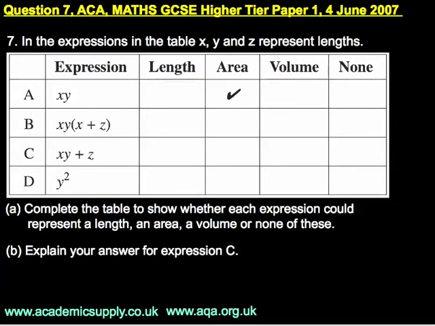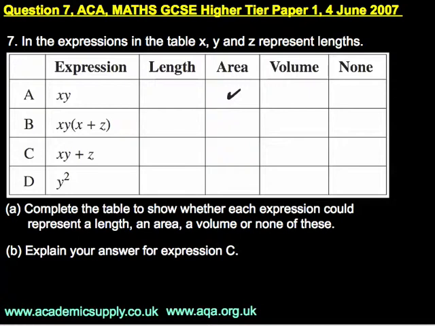We're looking at AQA Maths GCSE, question 7. Visit the websites for more details. We're looking at this table and it says that X, Y and Z represent lengths. Complete the table to show whether each expression could represent a length, an area, a volume, or none of these. So we have different expressions here, and we have to complete the table.